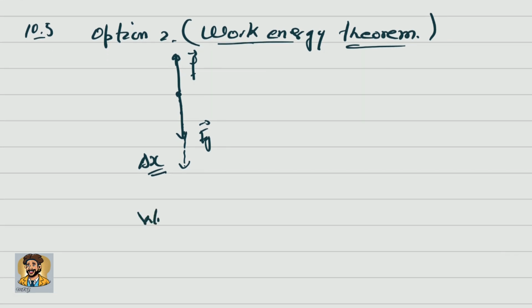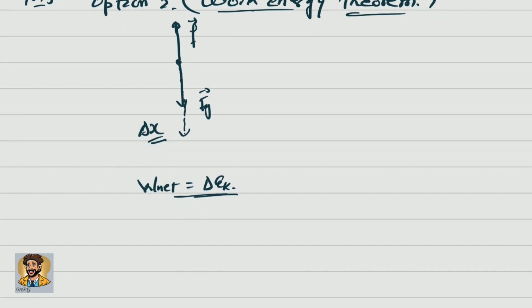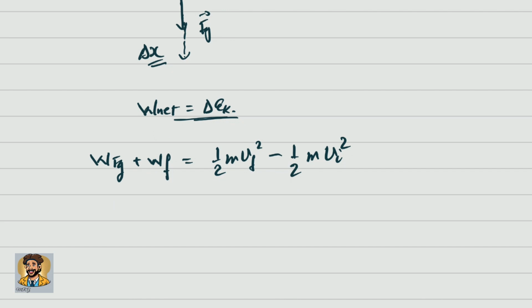We have to say that the net work is equal to the change in kinetic energy. This is the work energy theorem starting point. Now the net work is the work done by each of the forces, the addition of each of them. So this is the work done by gravitational force, which was calculated already, plus the work done by friction, and this is equal to half mass final speed squared minus half mass initial speed squared. This is using the work energy theorem.